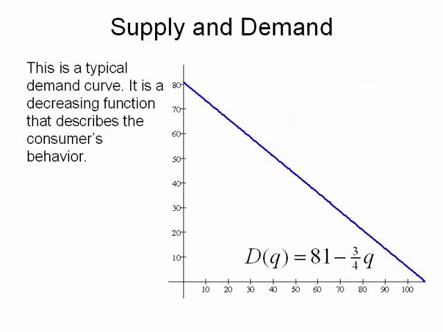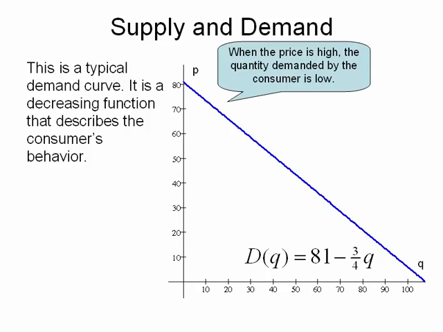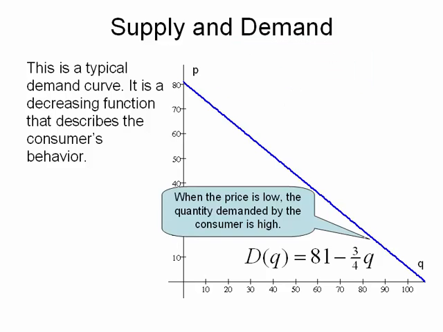Now, this is a typical demand curve. It is a decreasing function that describes the consumer's behavior. The letter capital D is used for demand. When the price is high, the quantity demanded by the consumer is low because we don't like to pay a lot for things. We're inherently cheap. When the price is low, the quantity demanded by the consumers is high.